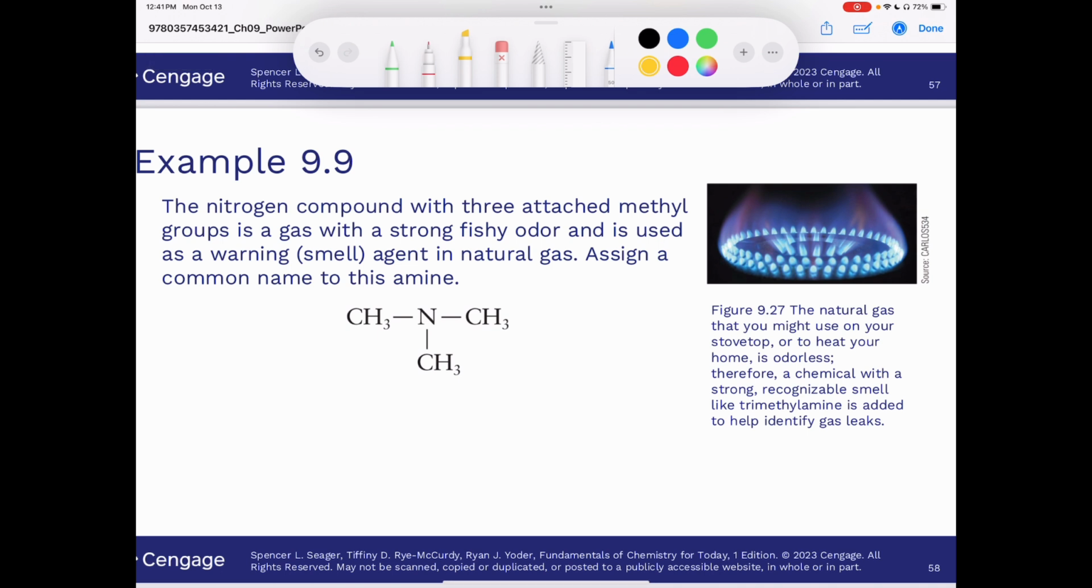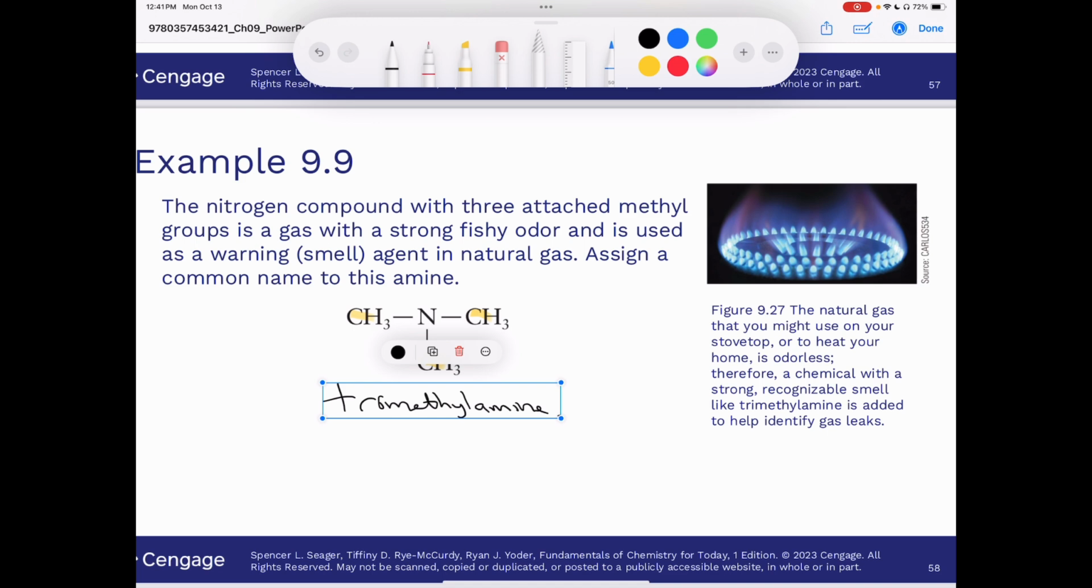Example 9.9 says the nitrogen compound with three attached methyl groups is a gas with a strong fishy odor. Hey, what do you know? And is used as a smell agent in natural gas. Assign a common name to this amine. So you notice that we have one, two, three methyl groups. So it's going to be something methylamine. Well, if there's three of them, we would call it tri. So trimethylamine, and that is the name, trimethylamine. And like I said, not only are amines bases, but they also have that stinky fish odor.